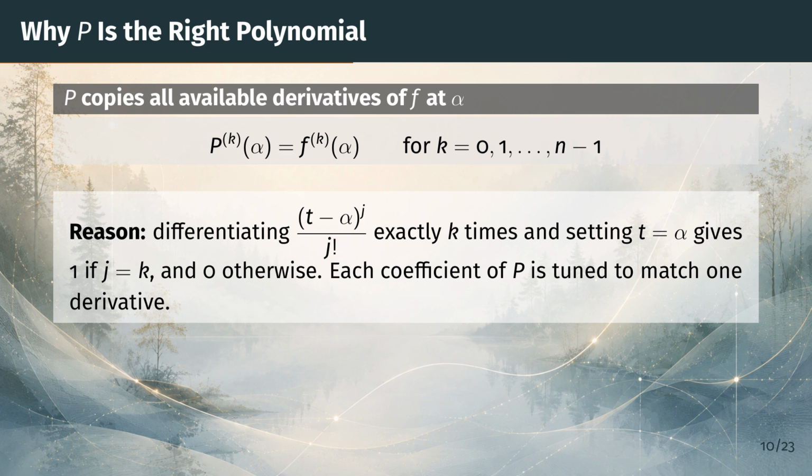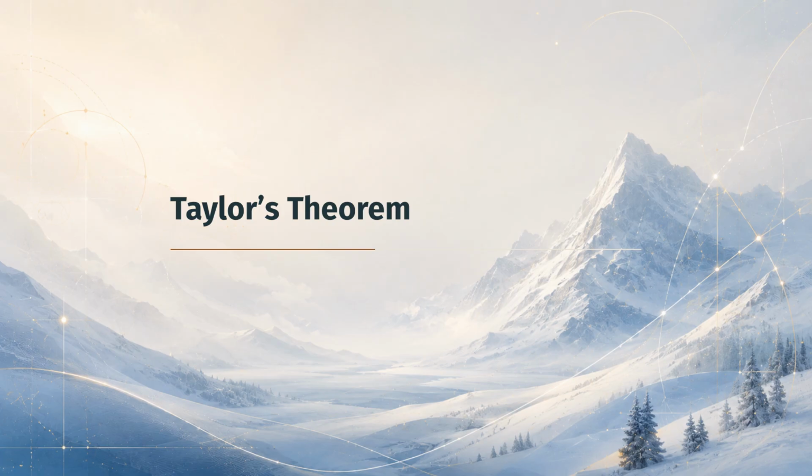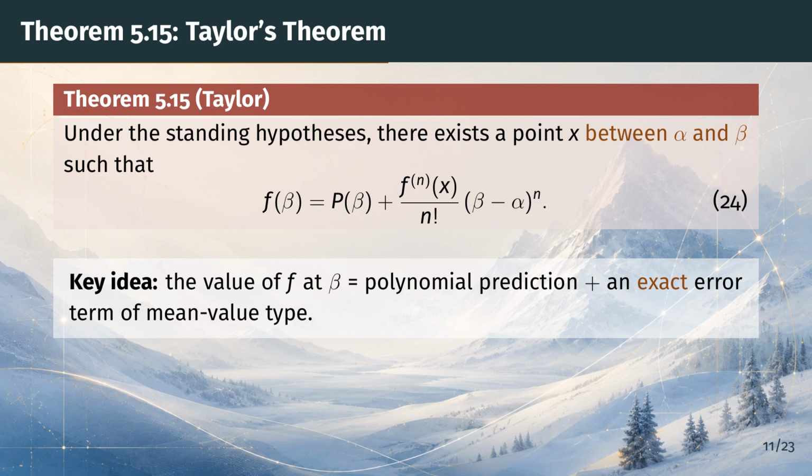Now for the theorem itself. Here it is, Theorem 515, Taylor's theorem. Under the hypotheses we fixed, there exists a point x strictly between alpha and beta, such that equation 24 holds. f of beta equals p of beta, the polynomial prediction, plus the derivative of order n at x, divided by n factorial, times beta minus alpha to the power n.